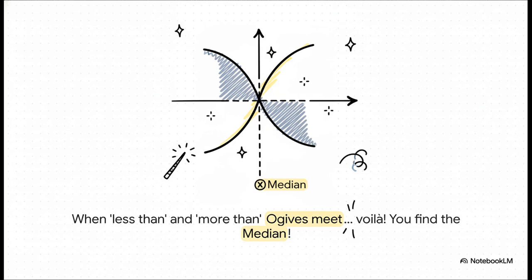And now for the magic trick. This is a 100% guaranteed exam question, so listen up. When you draw both the less than and the more than ogives on the same graph paper, the point where they cross is magic. You draw lines straight down from that point to the x-axis, and bam, that value is your median. No calculation needed.